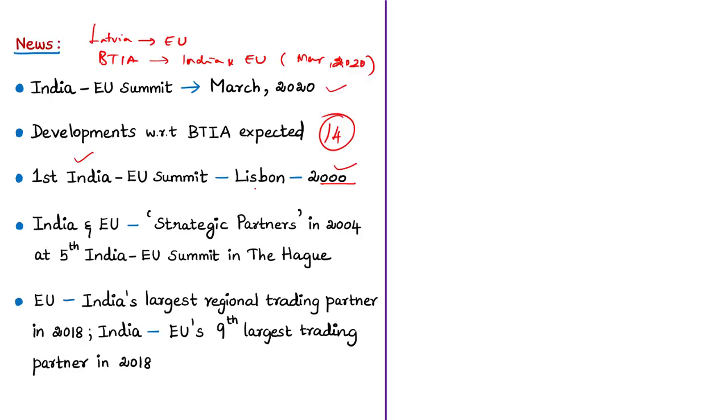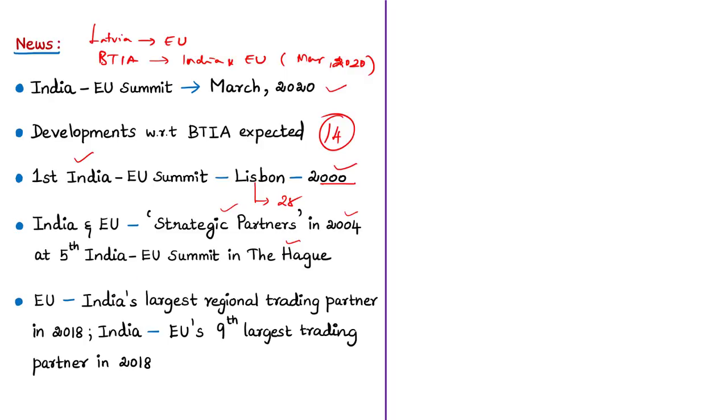The relationship between India and the European Union was upgraded to the strategic partnership level in 2004 at the 5th India-European Summit, which was held at The Hague in Netherlands. Know that at present there is no bilateral trade and investment agreement between India and the European Union. Therefore, the trade and investment relationship between India and EU could not be utilized or realized to the fullest potential.